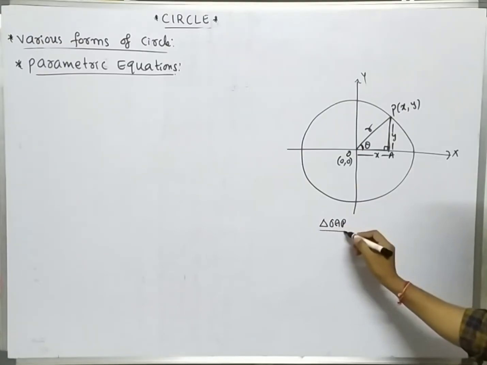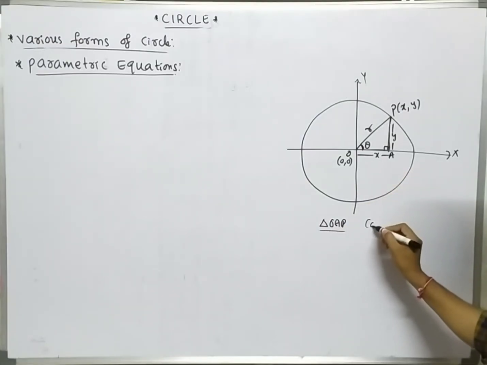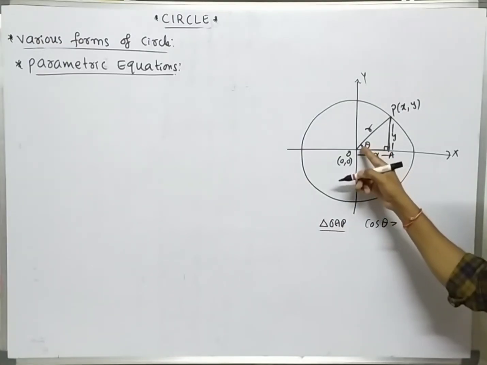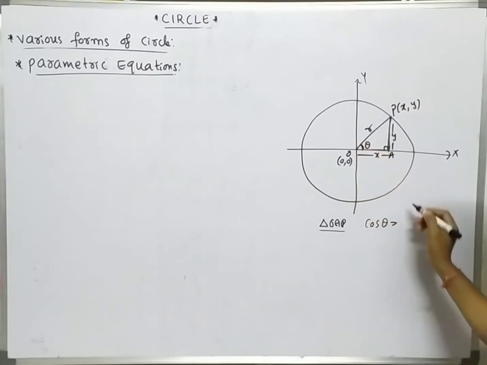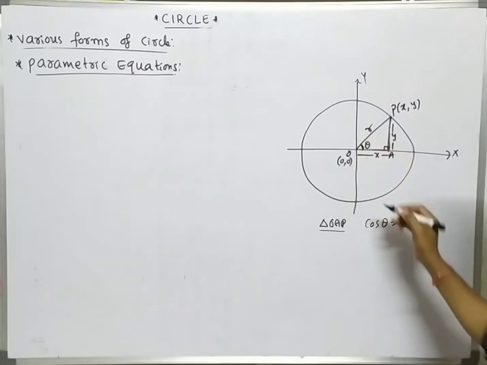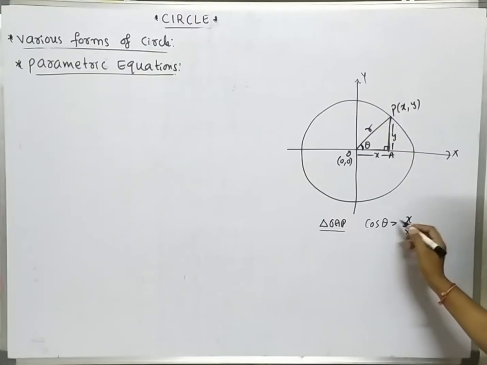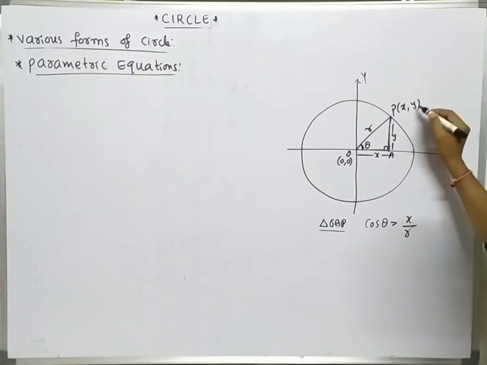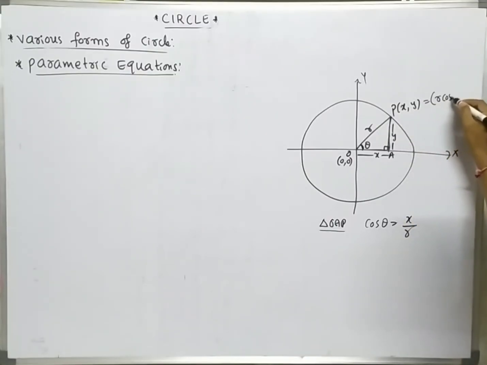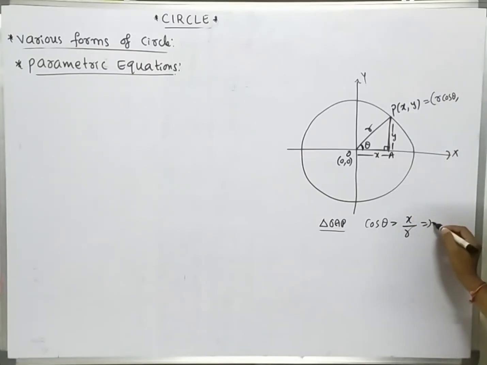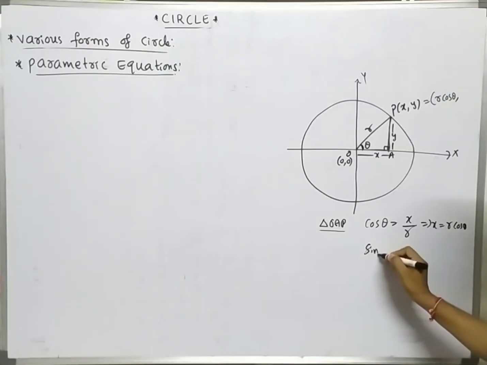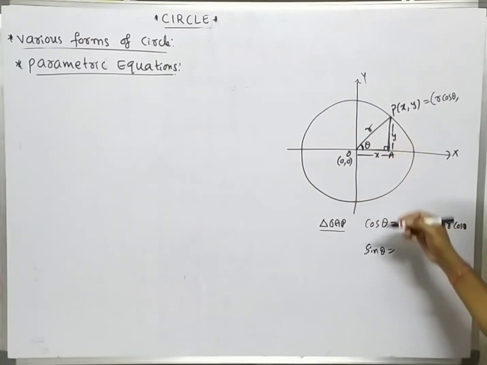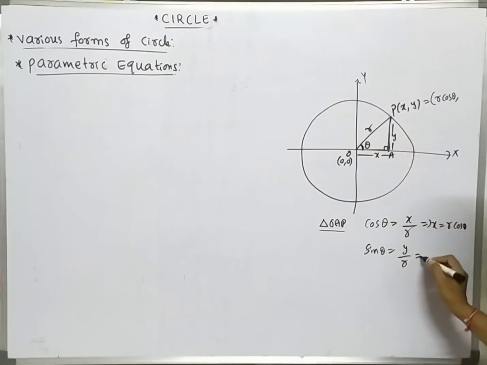Okay, right? From triangle OAP, what is cos theta? Cos theta is equal to adjacent side by hypotenuse. Here hypotenuse is radius. From this, x is equal to r cos theta. So this x is r cos theta, right? x is equal to r cos theta. So similarly, what is sin theta? Opposite to theta, that is y by r. So y is equal to r sin theta.